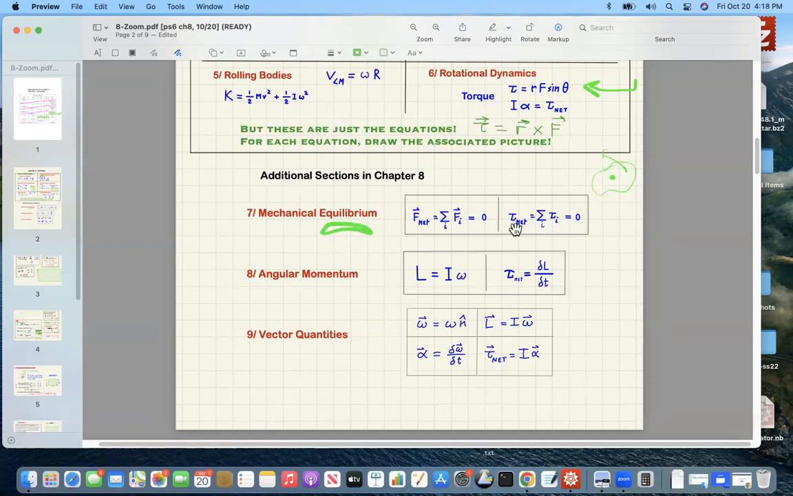And then the torque around any axle within the object, the net torque around that axle must also be 0. Otherwise, it'll have an angular acceleration.